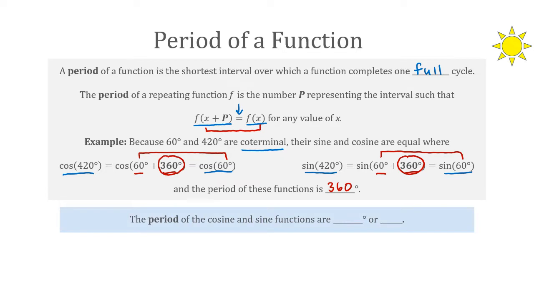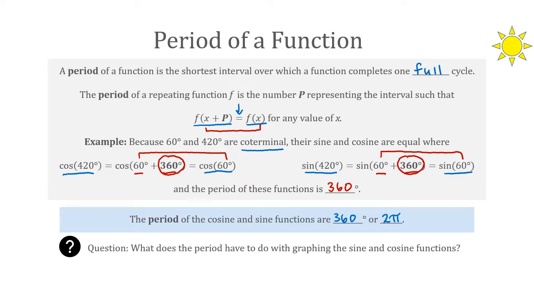Now, it turns out that the period of the cosine and sine functions in general are 360 degrees, or if we are in radians, 2 pi radians. Now, what does this have to do with the graphing of the sine and the cosine function? Well, by knowing when these functions repeat, so every 360 degrees or every 2 pi radians, it means that we only have to graph one period of a function in order to then see that pattern repeat and complete a graph.